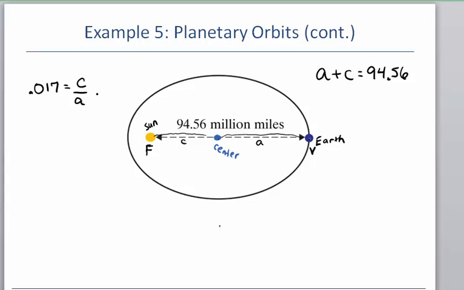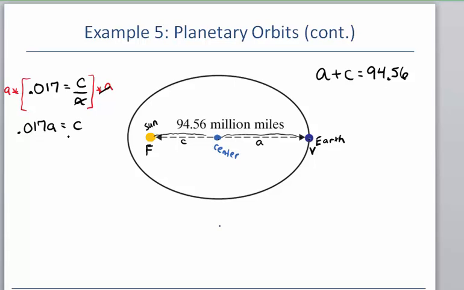So what I'm going to do is take this equation. It doesn't really matter which one you use, but I'm going to use this one because it has a fraction, and I'm going to eliminate that fraction by multiplying both sides by A. Remember that one way to solve a system of equations is by using substitution, in which case you take one of your equations and solve it for one variable. So I'm going to multiply by A, which is going to give me 0.017A is equal to C.